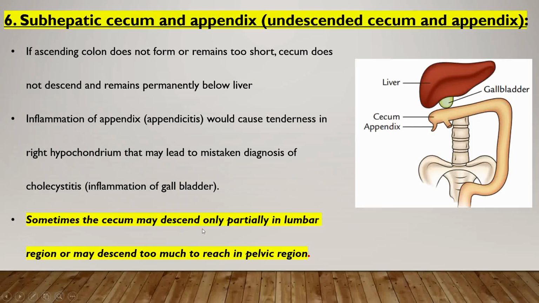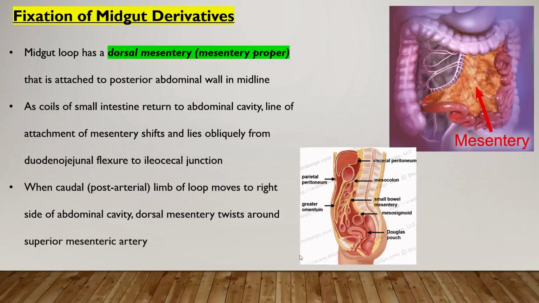Sometimes the cecum may descend only partially, into the lumbar region, or may descend too much and reach the pelvic region. So these all are anomalies of the position of the cecum and appendix, which might be related to improper midgut rotation.